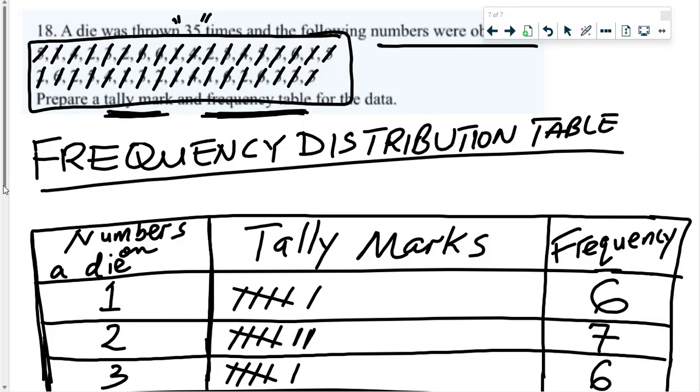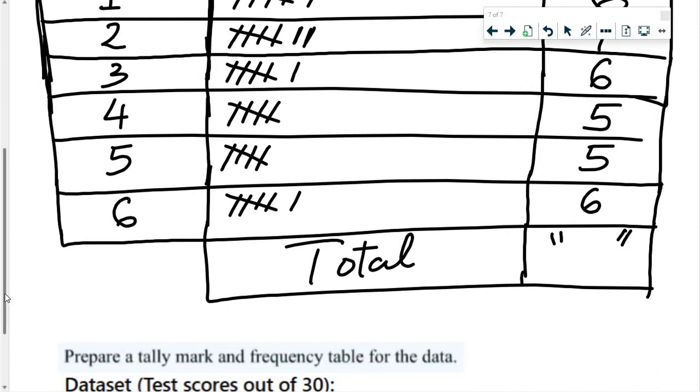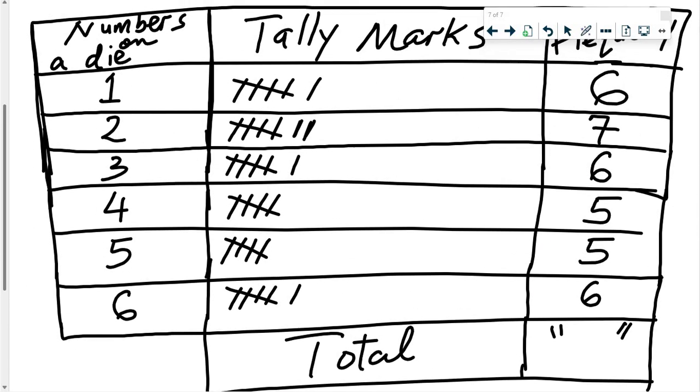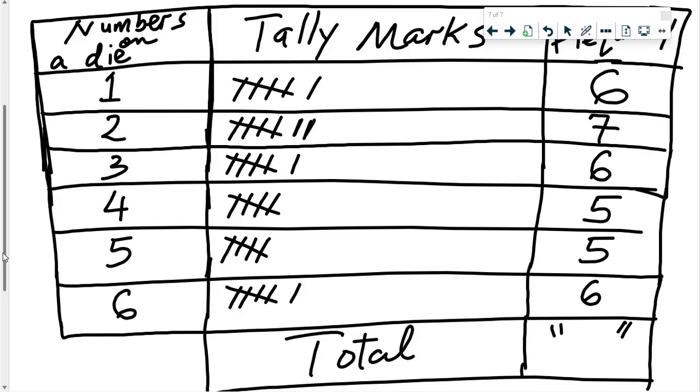So it should be equal to 35. If it is not equal to 35, that means there is one data we skipped. So let us start. 6 plus 7, this is 13, plus 6, 19, plus 5, 24, plus 5, 29, then 35. Let me repeat again.